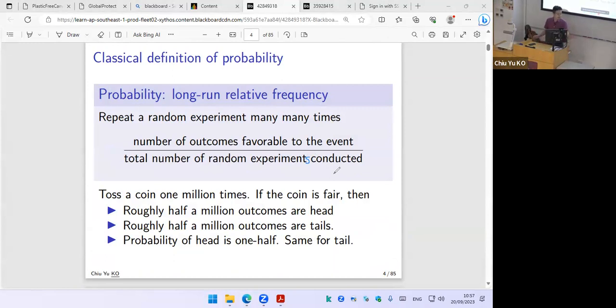So suppose, to make it simple, we just toss a coin. We only have head or tail, okay? And say we toss a coin and roughly get 500,000 heads and 500,000 tails, right? So how do we define probability? For head, it will be 500,000 as the numerator and 1 million as the denominator, right? That's 1/2.